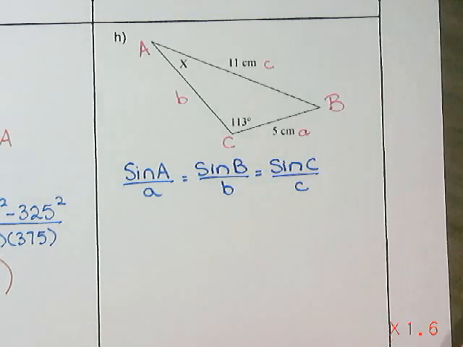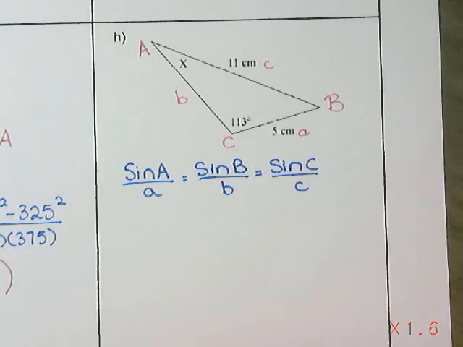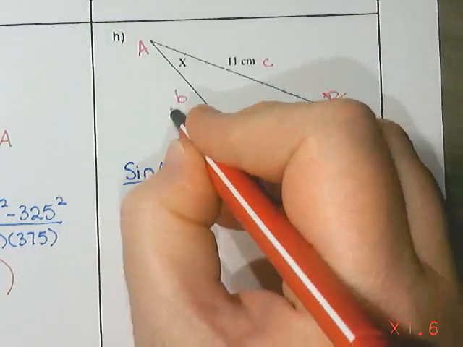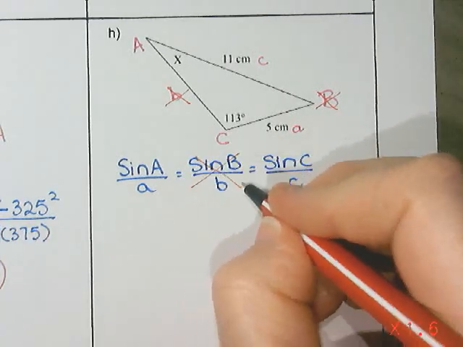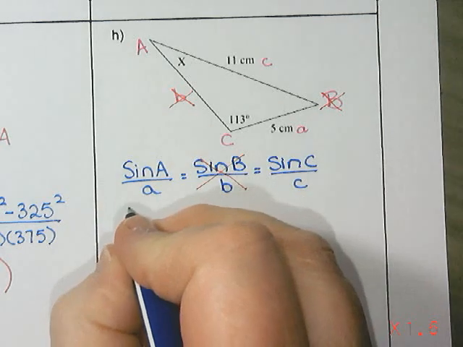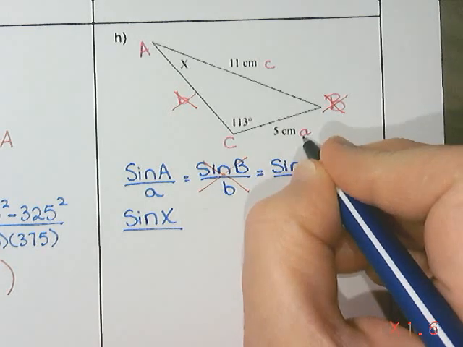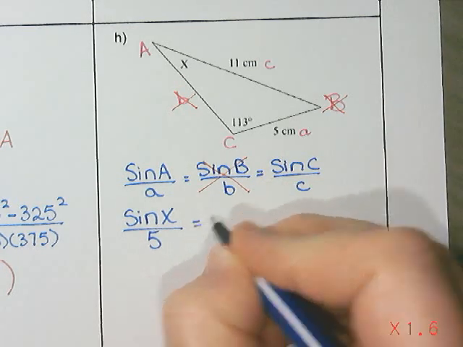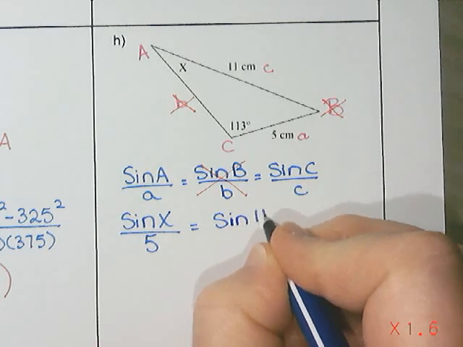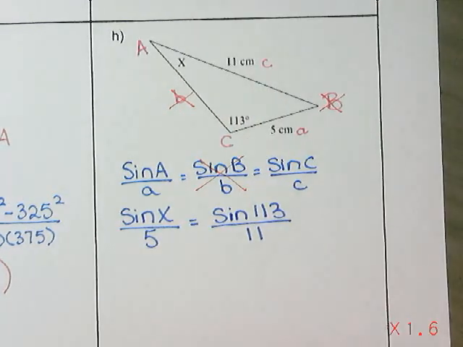I'm going to take all of the things I know and substitute them in, but first I do notice that there is a pair that we don't really know anything about, and that is B. I don't know angle B or side b, so I am going to eliminate the B from the formula. So we're going to have sine of angle A, which is x, divided by side a, which is 5, equals sine of angle C, which is 113 degrees, divided by side c, which is 11 centimeters.